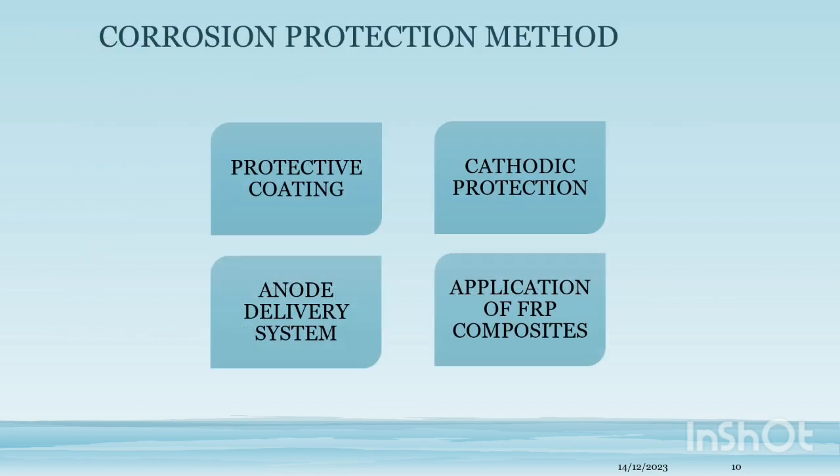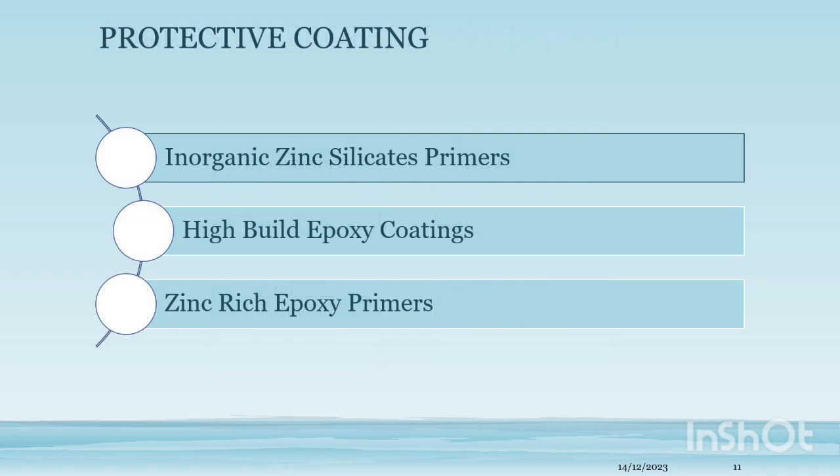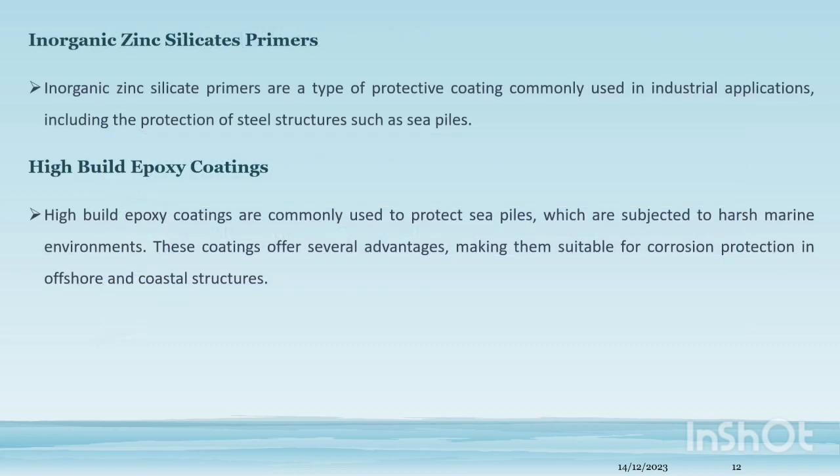Corrosion protection methods: protective coating, cathodic protection, anode delivery system, and application of FRP composite. Now, protective coating. There are three main types of protective coating: inorganic zinc silicate primer, high build epoxy coating, and zinc rich epoxy primer. Inorganic zinc silicate primers are a type of protective coating commonly used in industrial applications, including the protection of steel structures such as sea pipe.